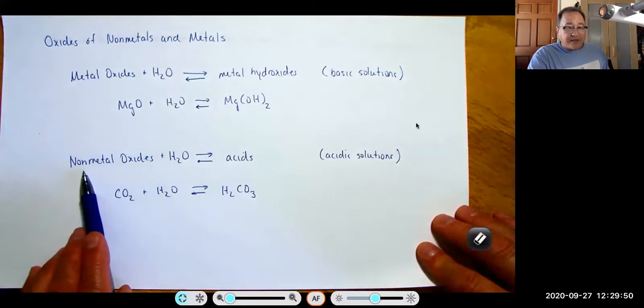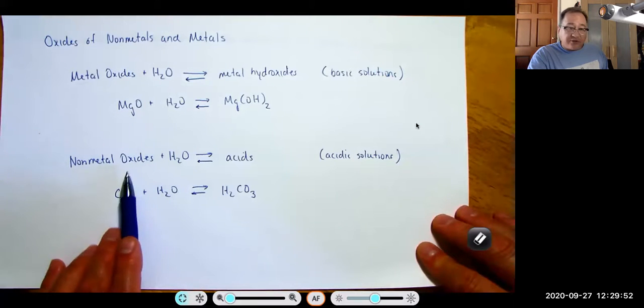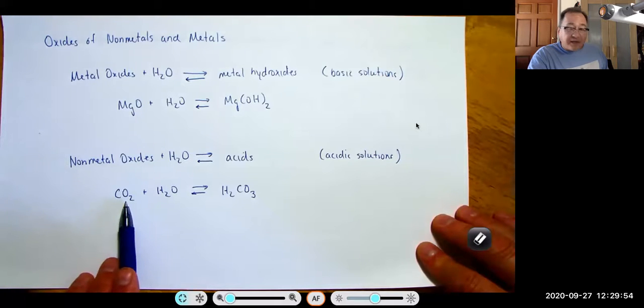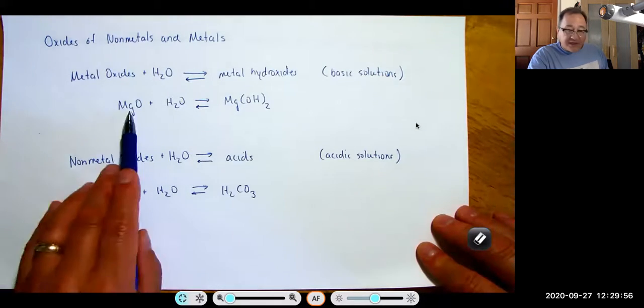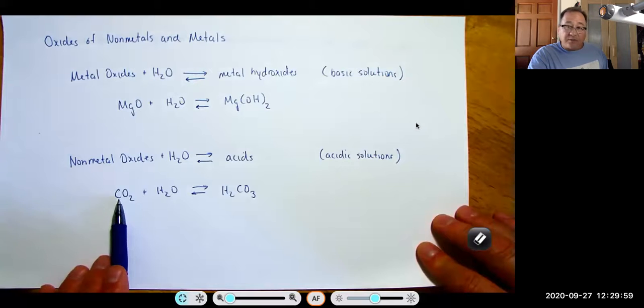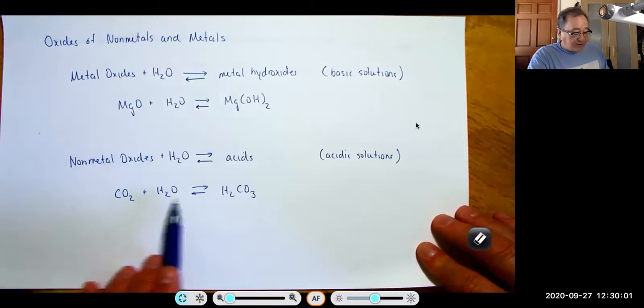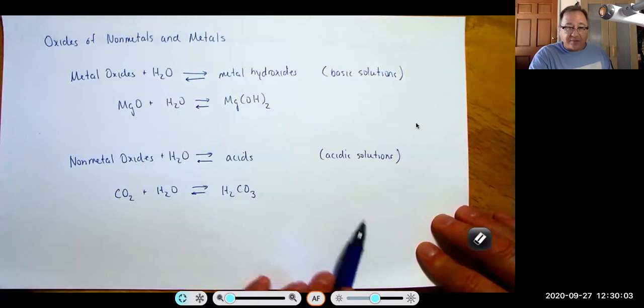Now, a nonmetal oxide is something like CO2. All nonmetals makes this a molecular compound. This is ionic, this is molecular. So carbon dioxide, when it mixes with water, you get H2CO3, which we can see is an acid. It's carbonic acid.